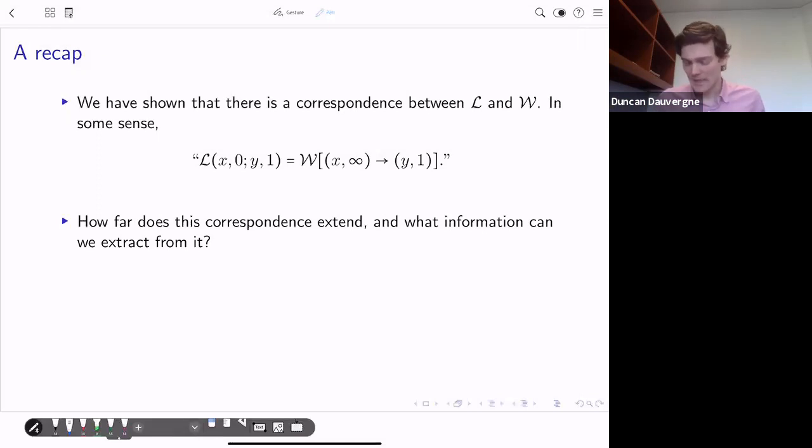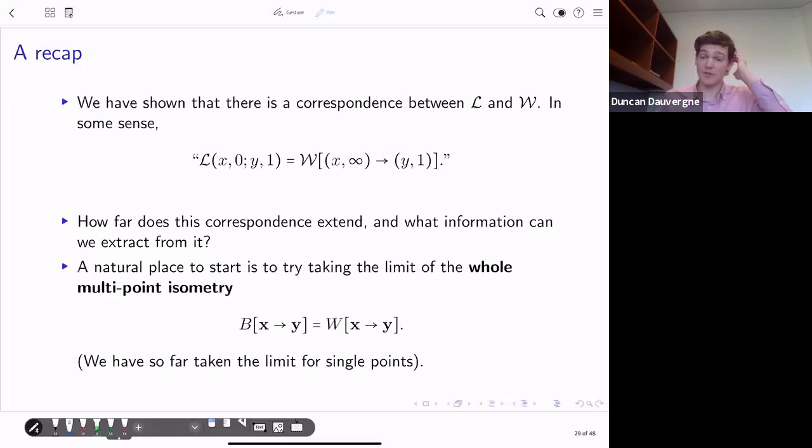And I think the natural place to start here for answering both these questions is by trying to take not the limit of just single point last passage, but the limit of the whole multi-point isometry. Okay, and see what you get by doing this. Okay, and so this is now what Lingfu Zhang and I did in more recent work. Okay, so how are we going to try and take the limit of the multi-point isometry?